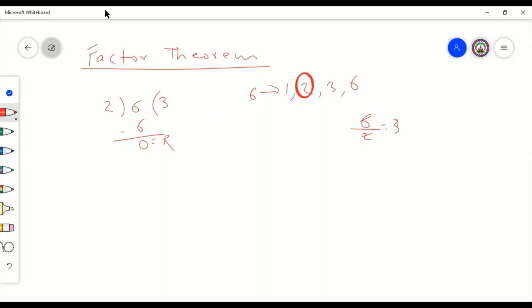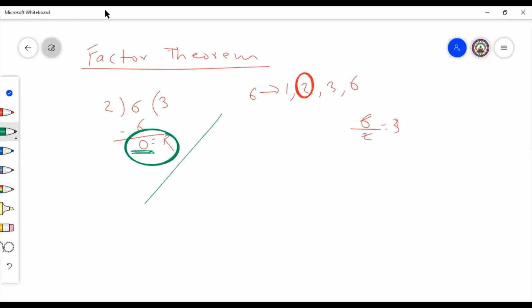From this example, we get the conclusion that to be a factor of any number, the remainder must be 0. To be a factor of any constant number, whenever it divides, its remainder always must be 0, isn't it?